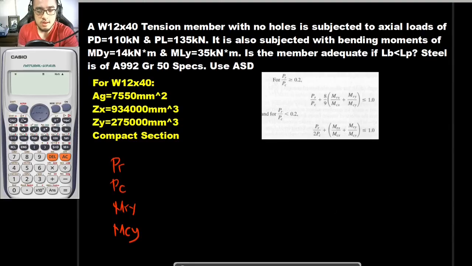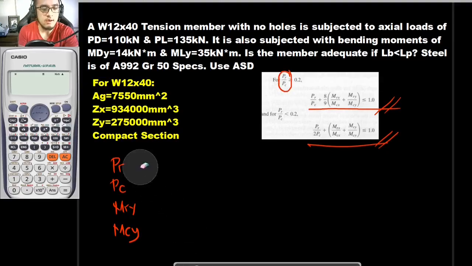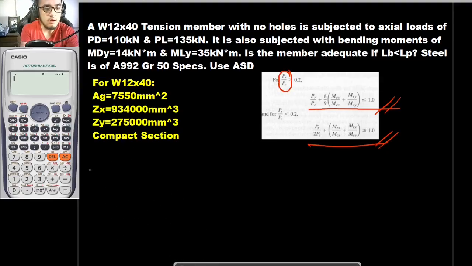Okay, but first things first, we must choose whether we would be using this formula right here on the bottom or if we are to use this formula right here on the top. So we would be getting the ratio of PR and PC. Once again, our PR is equal to the required, the allowable tensile strength of our member.